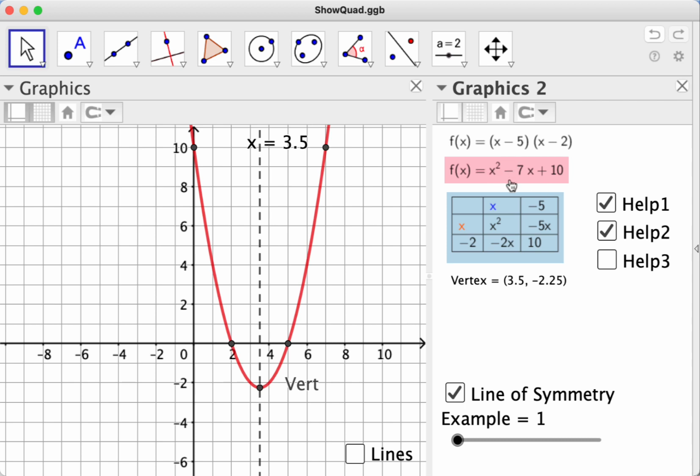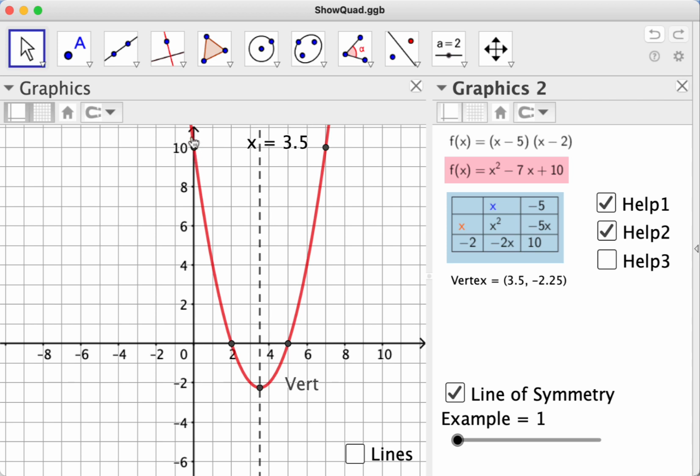So the graph of x squared minus 7x plus 10 is the same as the graph of x minus 5 times x minus 2, because they are the same expression. X squared minus 7x plus 10 is equal to x minus 5 times x minus 2. One of the things you'll note here is that another point of interest for us is where this curve crosses the y-axis. So every point along the y-axis has an x value of 0, just like every point along the x-axis has a y value of 0.